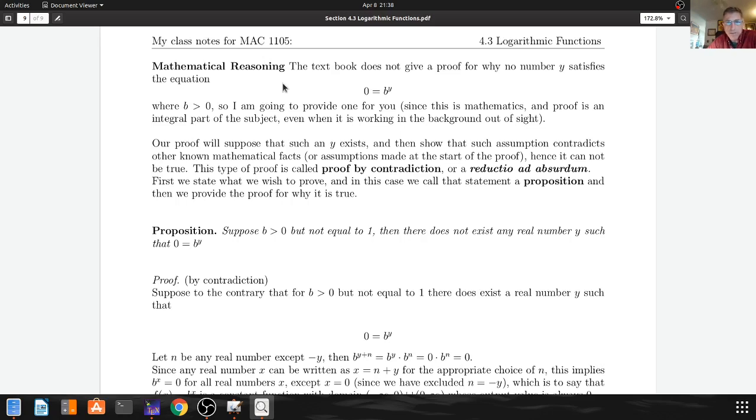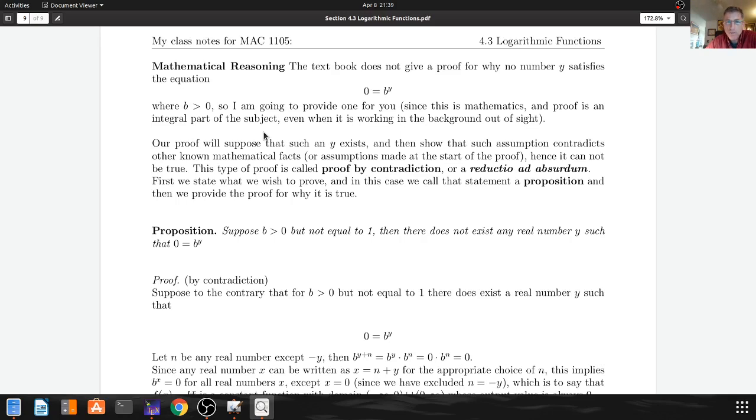So I'm just going to read through this. The textbook does not give a proof for why no number y satisfies the equation 0 is equal to b to the y, where b is greater than 0 and not equal to 1. So I'm going to provide you one. So this is a proof, and I've got to explain to you how the proof goes.